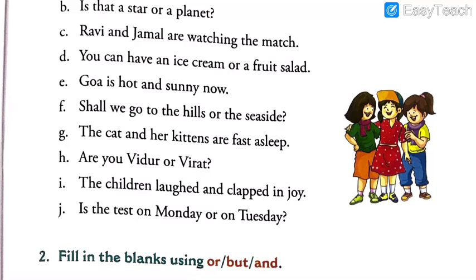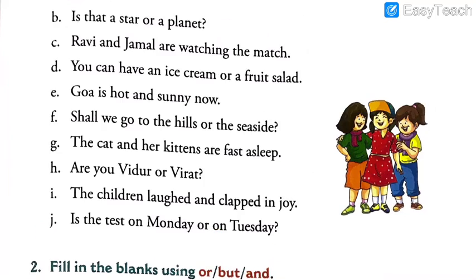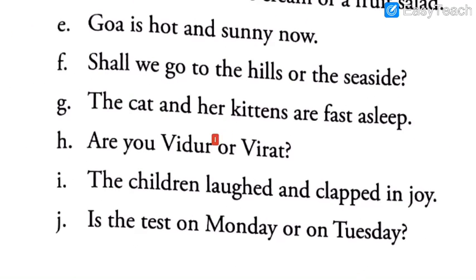Let us solve sentence H. Are you Vidur or Virat? Question mark. Are you Vidur or Virat? What is the conjunction here? Are is the conjunction? No. You is the conjunction? No. Or is the conjunction? Yes. So you will have to underline or. I have highlighted, you have to underline.